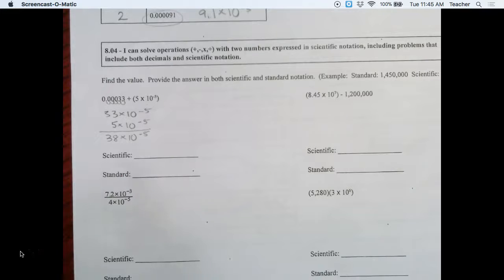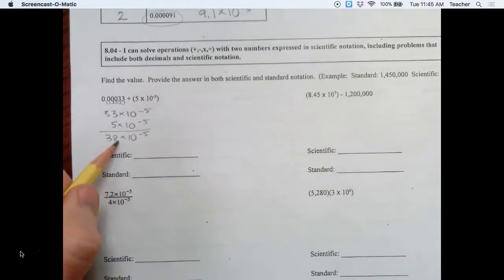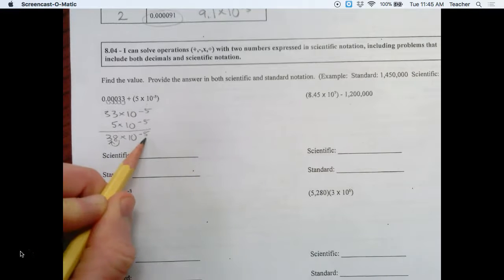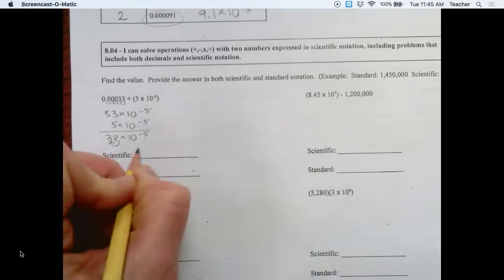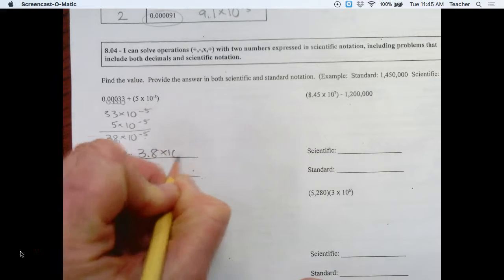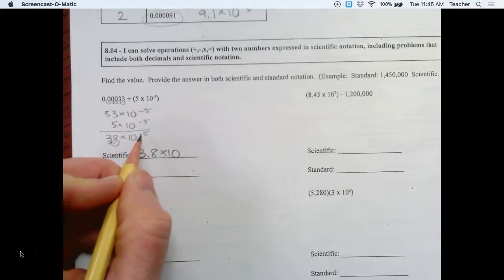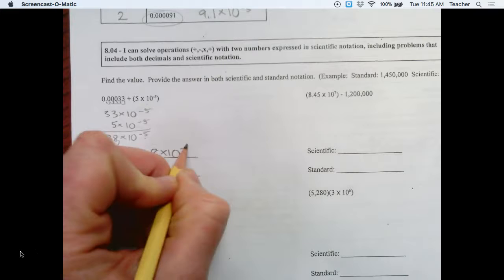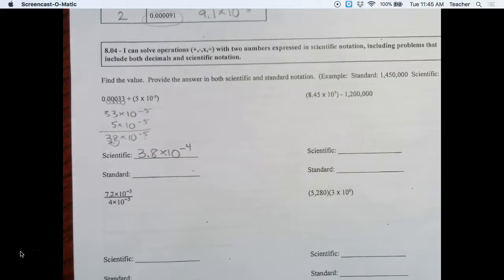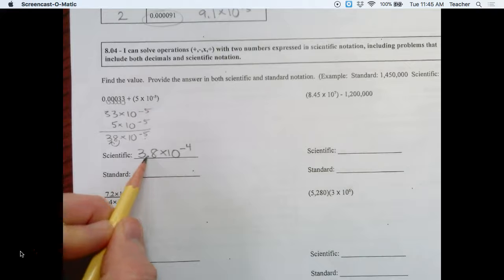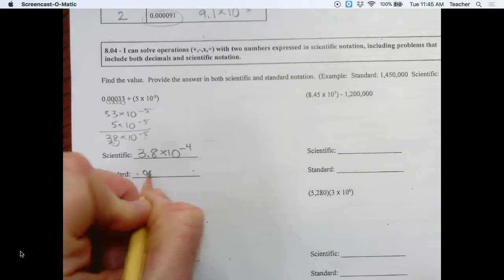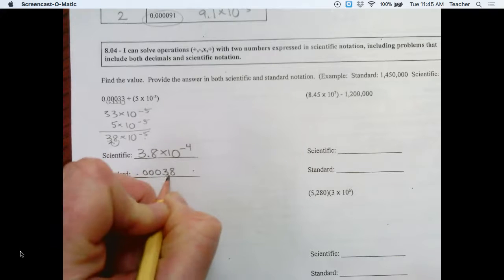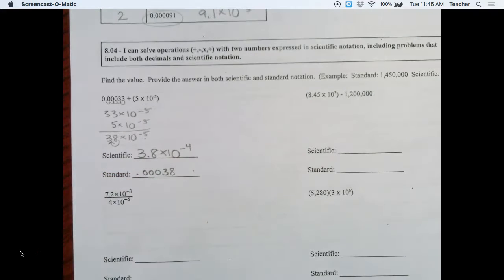Now I just need to convert this into proper scientific notation. So I need to make this number smaller, which would make this number bigger. So this becomes 3.8 times 10 to the, if I make this 10 times bigger, it becomes to the negative fourth power. Okay. Now I can turn this into standard notation by simply moving this decimal 4 places to the left, 1, and then 3 zeros. Right, we went 1, 2, 3, 4. All right, that's one way to do it.